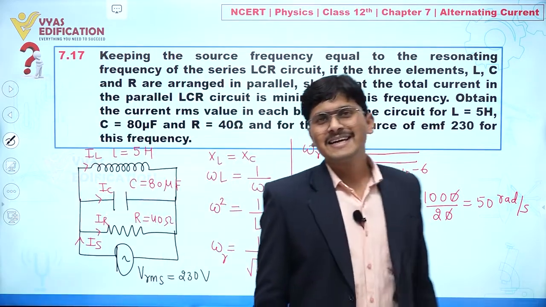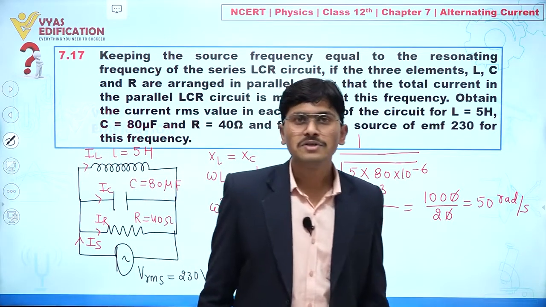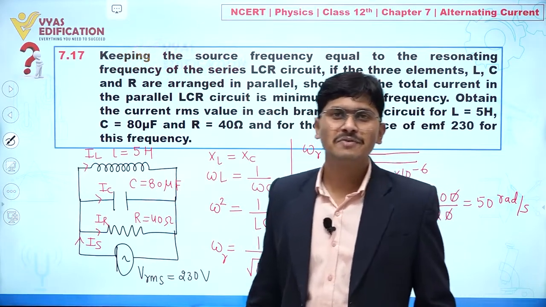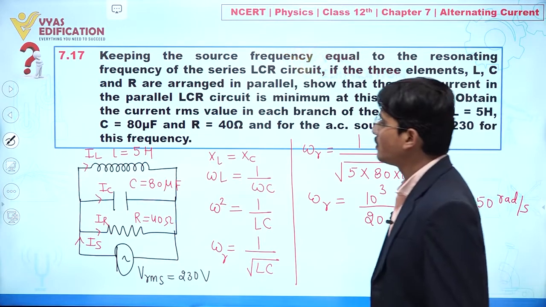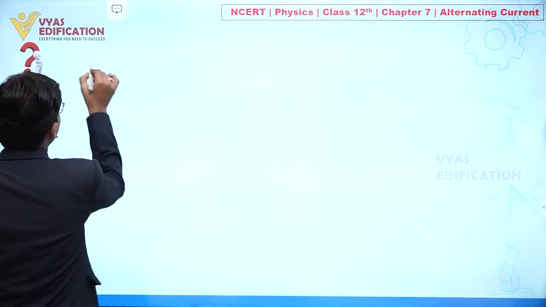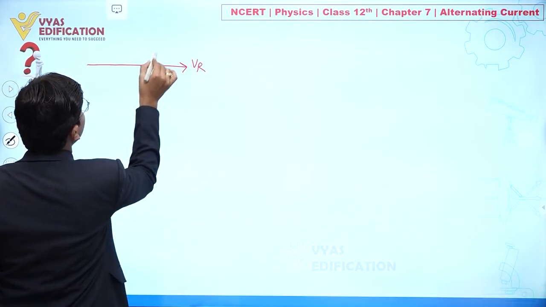Here you cannot write IS equal to IR plus IL plus IC. Why? Because in every component there is a phase difference between voltage and current. Clear? So now how can we write? We can write like this. Concentrate on the screen. Let's suppose I am taking this direction as the direction of VR, and in this direction we will find this is IR.